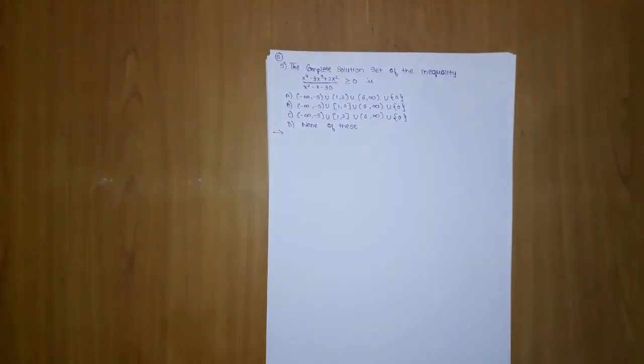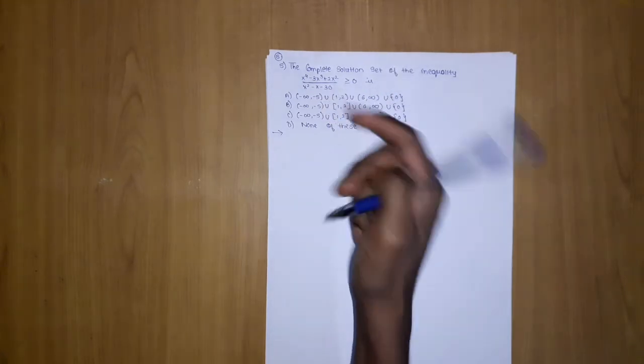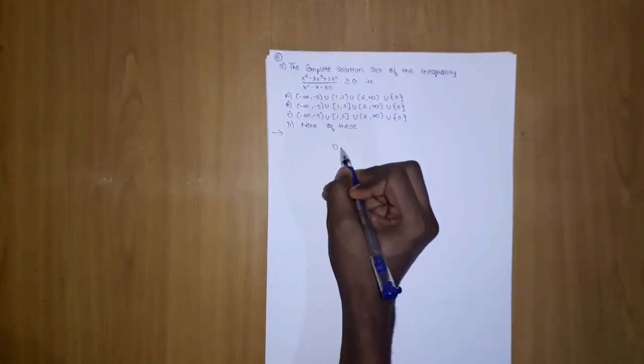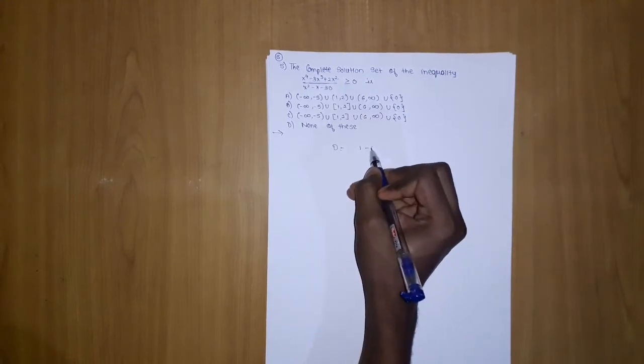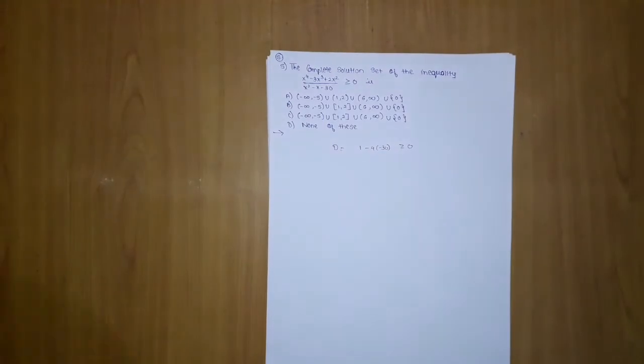The complete solution set of the inequality (x to the power 4 minus 3x cube plus 2x square) upon (x square minus x minus 30) is greater than or equal to 0. Let's check the nature of the bottom quadratic. D is 1 minus 4 into minus 30, which is surely greater than 0, so it is not always positive, so we have to solve it.